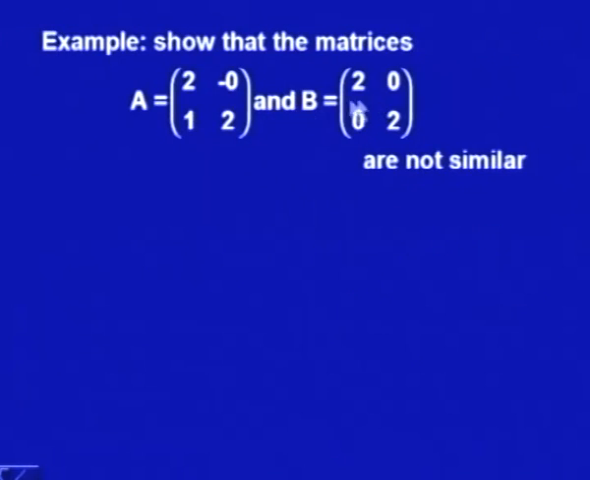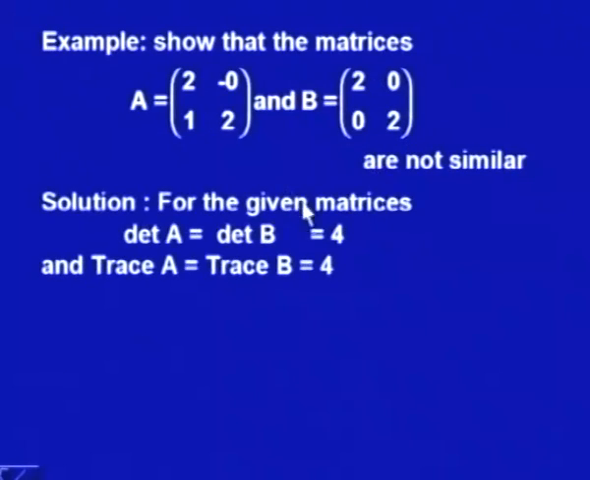In this example, I have been given 2 by 2 matrices. Their trace is 2 and 2, 4, and 2 and 2, 4. So trace A is equal to trace B. One can calculate their determinants. This determinant is 4 and this determinant is 4. So their determinants are equal. Can we conclude that A and B are similar?